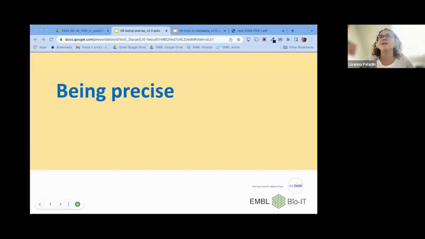So the next set of slides is about being precise. And it's about something that is also going to be relevant for EMBL people, because we're going to mention ORCIDs.